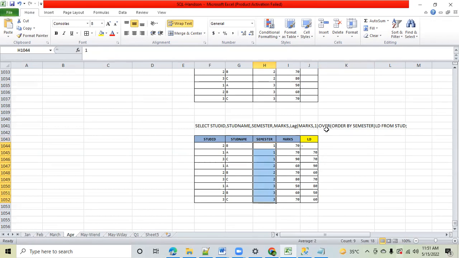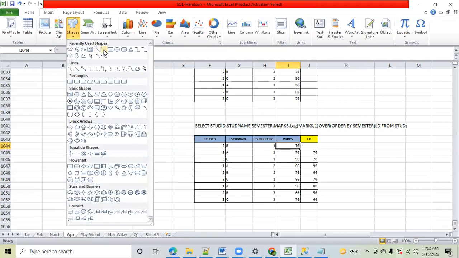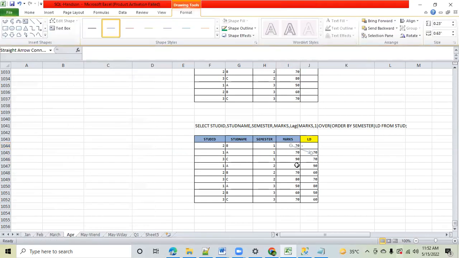Then you have mentioned lag. Lag means you want to shift it towards the downward direction, or to the next row by one position. And the column which you want to move is marks. So here you see the mark 70. It was at the first position. It is shifted to the second position. And similarly, this is moved to the second position.